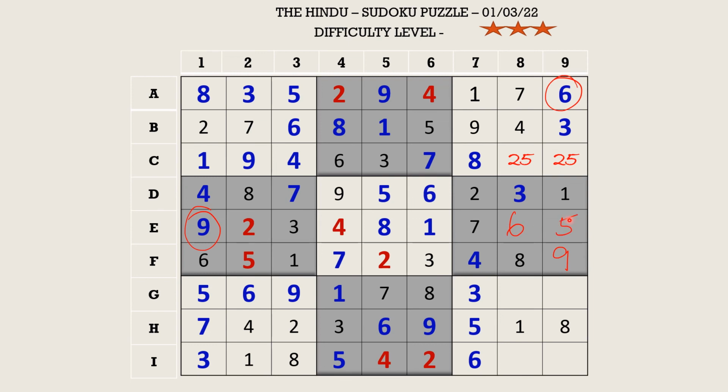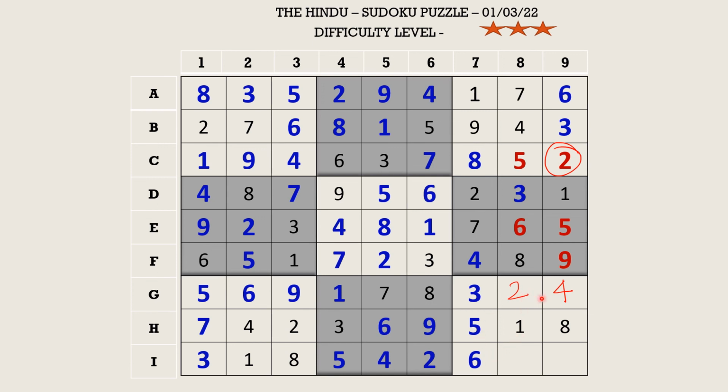So this 5 cancels out the 5 here. So C9 takes 2 and C8 takes 5. In G row, the missing numbers are 2 and 4. There is a 2 here in column 9. So G9 takes 4 and G8 takes 2.